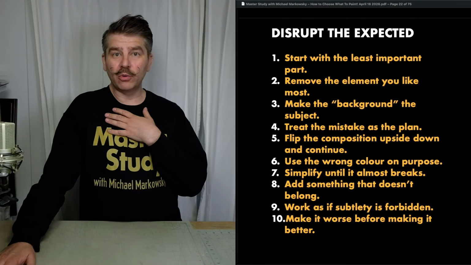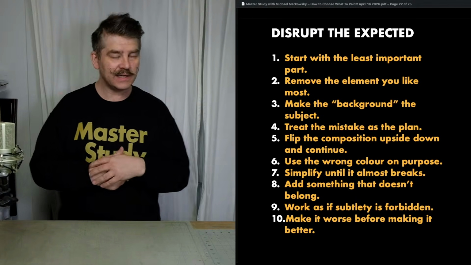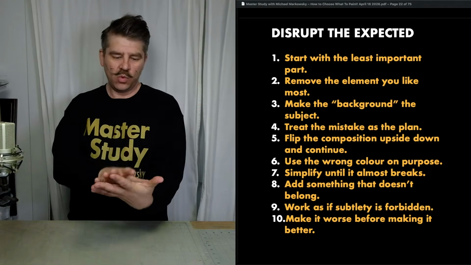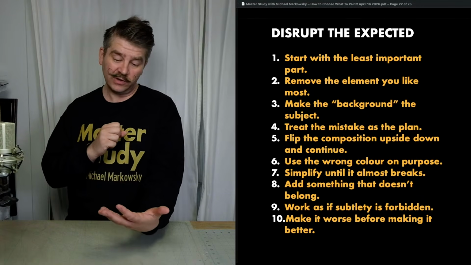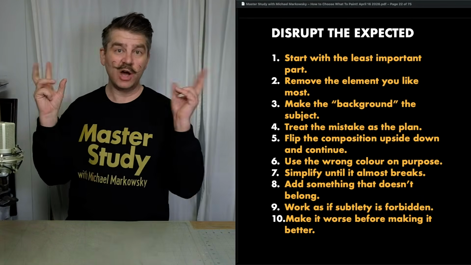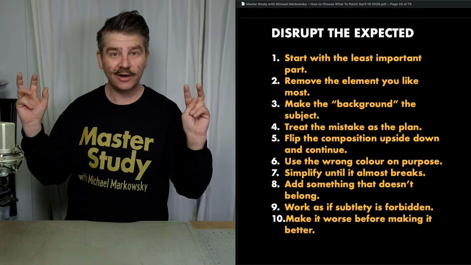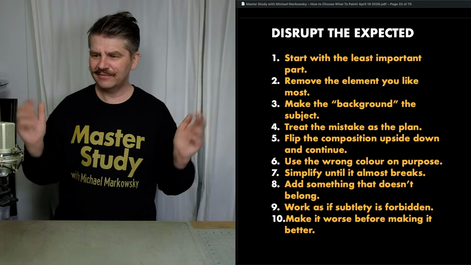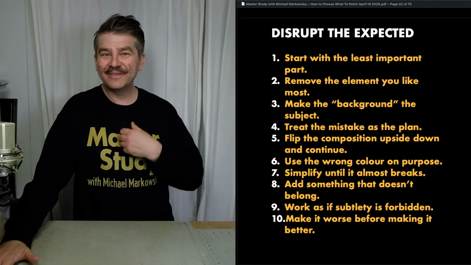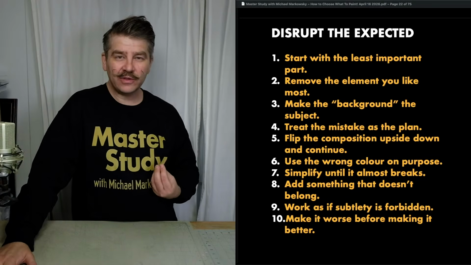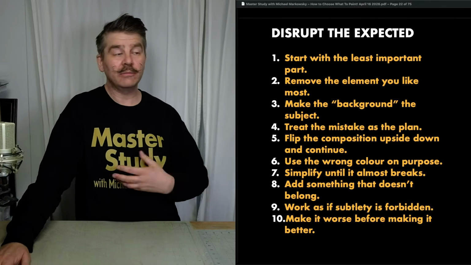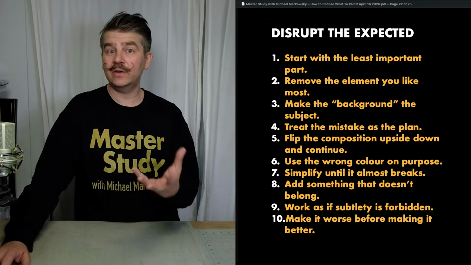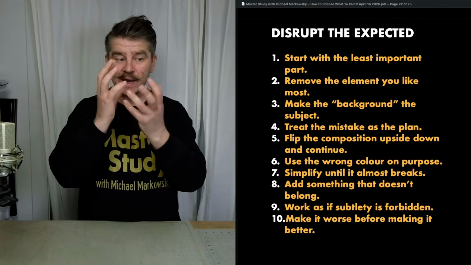Simplify until it almost breaks. Well, go back to the idea of a dog. What can I remove? How can I simplify a dog till it's basically not a dog anymore? It loses its dogness, whatever it might be. What is the last moment before that image is no longer a dog and it becomes a blob or it becomes a cat? Where is that boundary?